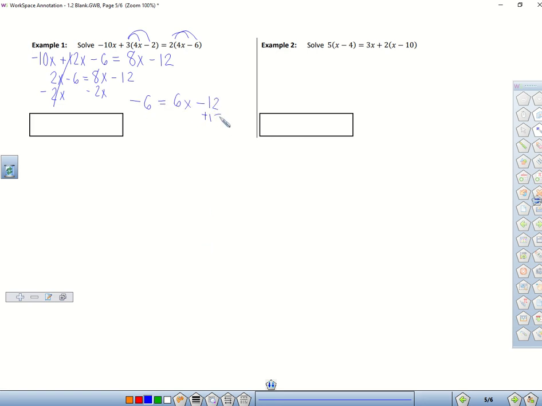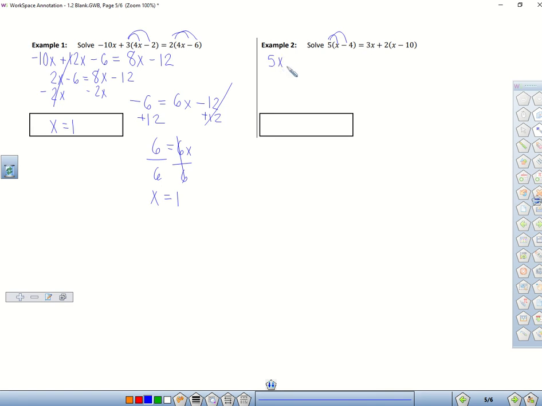Now I'm going to add 12 to both sides. That leaves me with 6 is equal to 6x. Divide both sides by 6, and that gives me x equals 1. Like I said, you can verify this by plugging x back into the equation and ensuring that both sides are equal to each other. Now over here, once again, I'm going to use the distributive property.